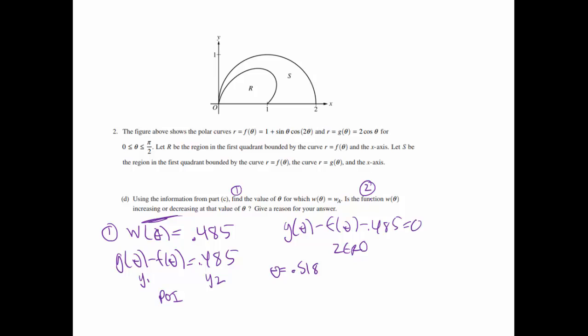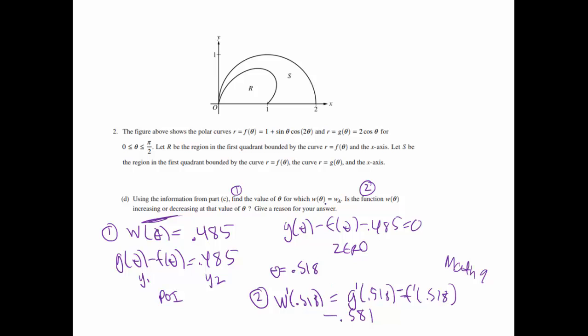Then it says, is w theta increasing or decreasing? Well, if I want to know if a function is increasing or decreasing, I need to find its derivative. So I need to find w prime of 0.518, which is going to equal g prime of 0.518 minus f prime of 0.518. And we can use Math 9 on that because we definitely don't want to do the work ourselves. So if Math 9 for each of those, if you subtract those, you're going to get negative 0.581. And then it asks, is the function increasing or decreasing? Well, w prime was negative, so I'm going to say w theta is decreasing.